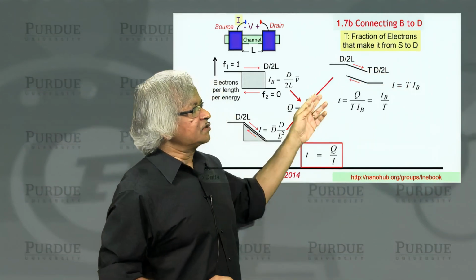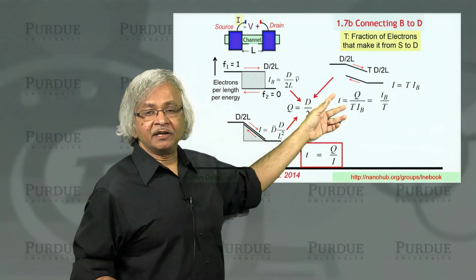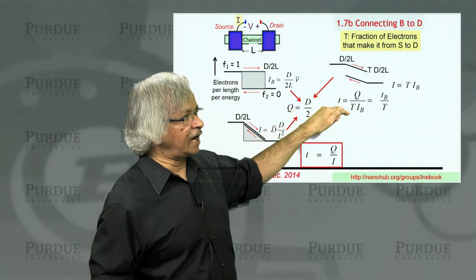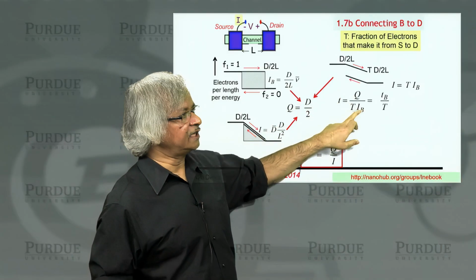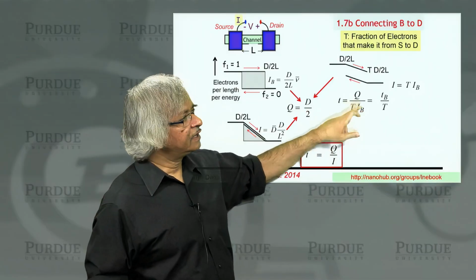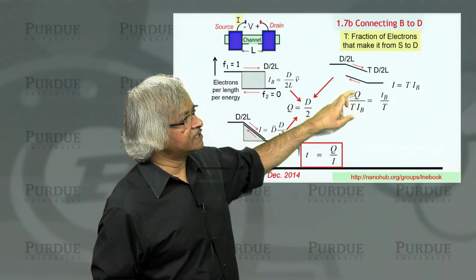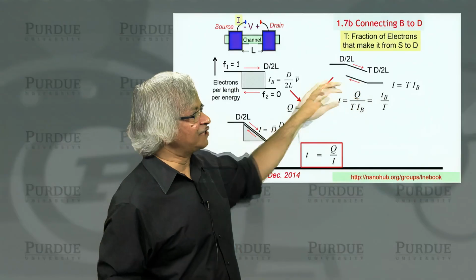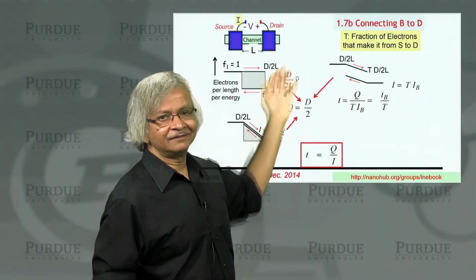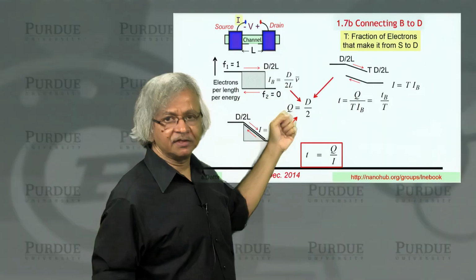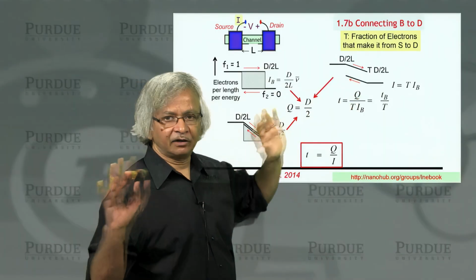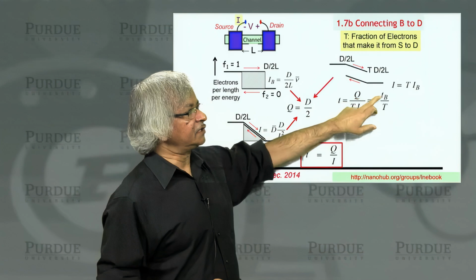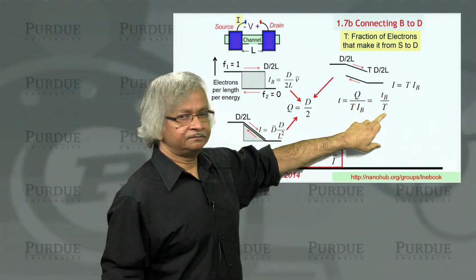Now what that means is, when I calculate the average time an electron spends in the channel, I get Q divided by I, and I is T times the ballistic current, and Q divided by the ballistic current is the ballistic time. Remember, the Q stays the same in all three cases, whether you are ballistic, diffusive, or halfway there. All three cases, same Q. It's the I that's different. And so it's T_B divided by T.